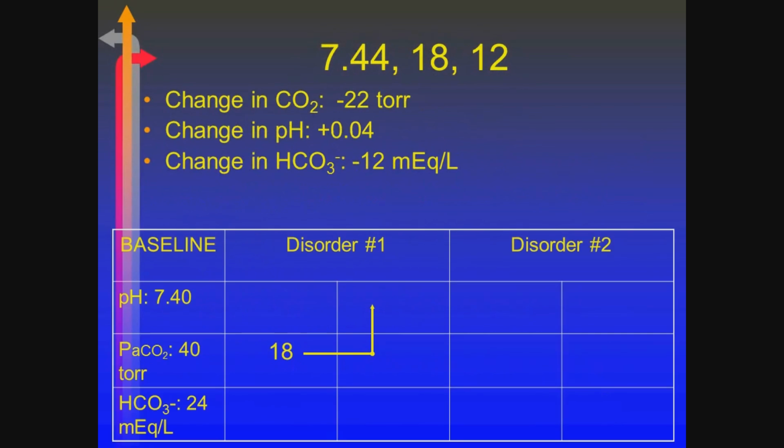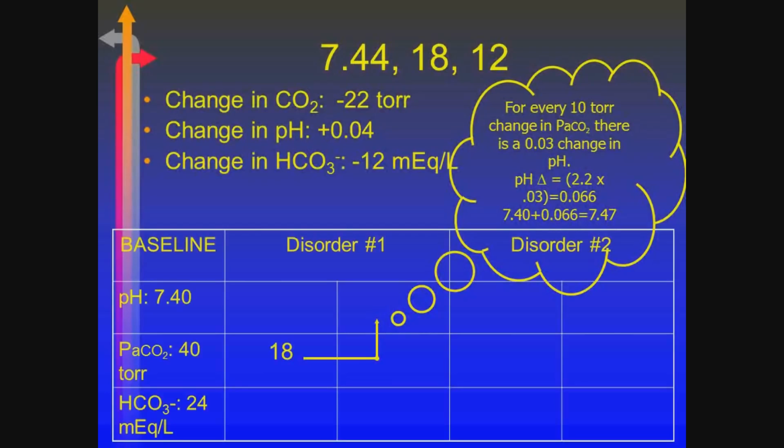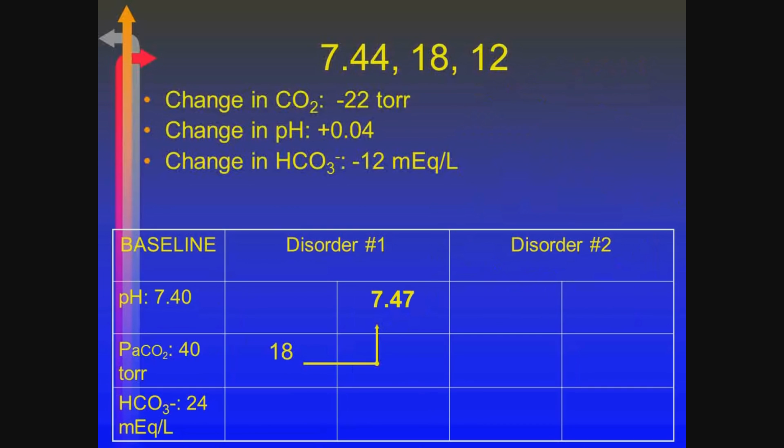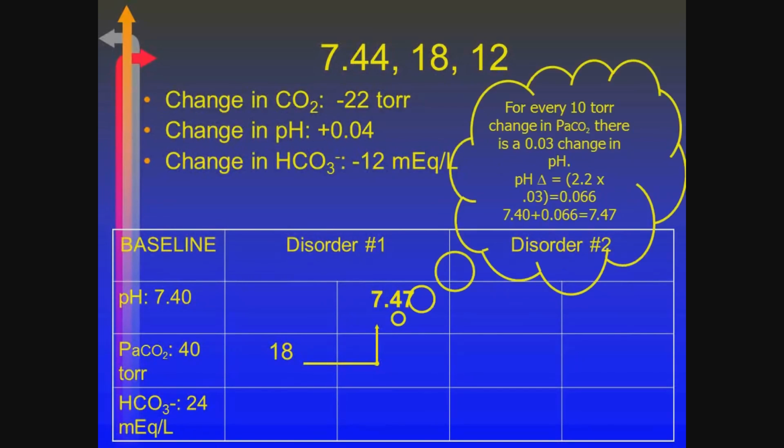Okay, let's go through my process again. 18 is my PCO2. There's a 22 torr difference from a normal CO2. So for every 10 torr change in PCO2, there's a 0.03. Again, I'm using the chronic line. And that means that 22 divided by 10 is 2.2 times 0.03 is 0.066, which, adding that to my normal pH, says that my pH should be 7.47. Okay. What about the bicarb change?